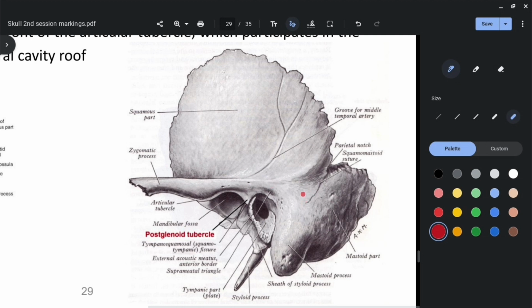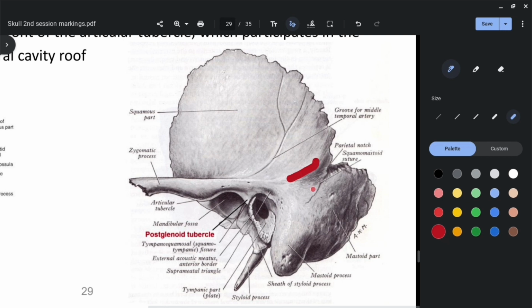First of all, we have a crest here. This is the crest. It's the crest above the mastoid. This is the mastoid process, or you can say mastoid. So here we have the crest above the mastoid, so it will be supramastoid crest. It means the crest above the mastoid.